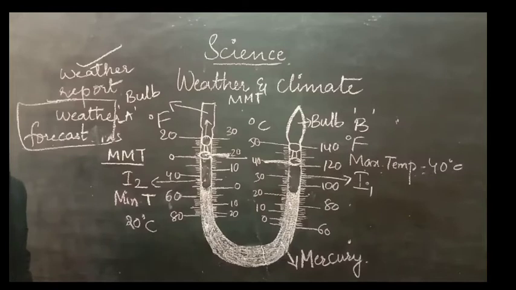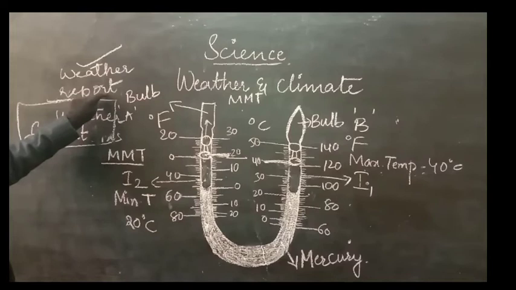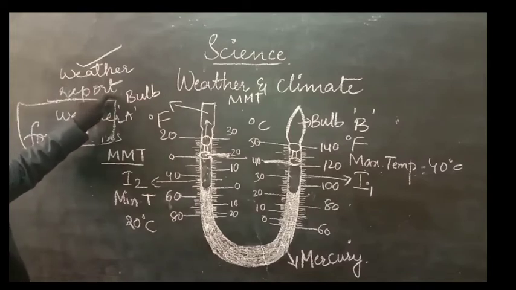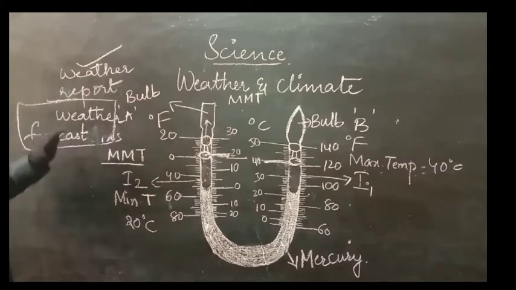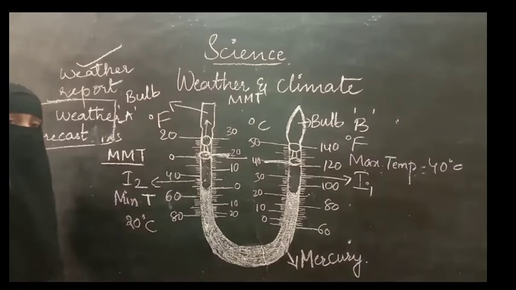Generally we use the same term, weather report. But based on past and future conditions, we have two terms. The report which explains about the past is called weather report. The report which explains about the future is called weather forecast.